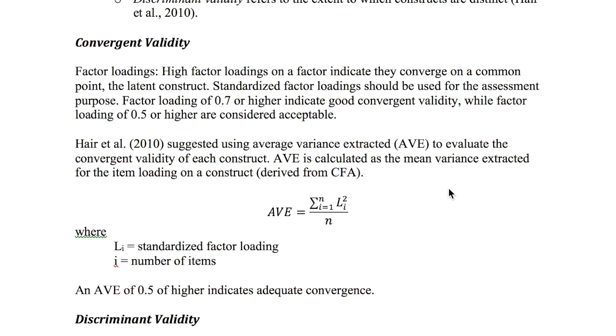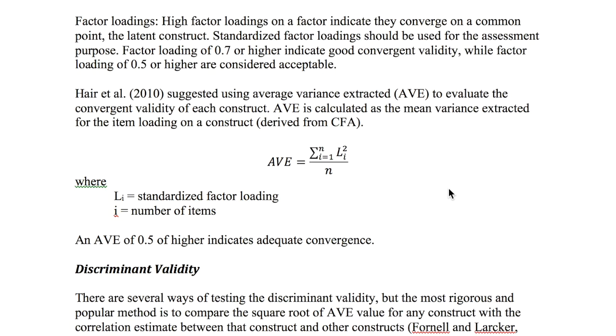Another common method is using average variance extracted, or AVE, to evaluate the convergent validity of each construct. AVE is calculated as the mean variance extracted for the item loading on a construct. This is a formula for AVE using factor loadings derived from confirmatory factor analysis. You can see in this formula, first we need to square the factor loadings for all items, add them up, and divide by the total number of items. The rule of thumb is an AVE of 0.5 or higher indicates adequate convergence. Again, it's recommended to use both factor loadings and AVE to evaluate the convergent validity.